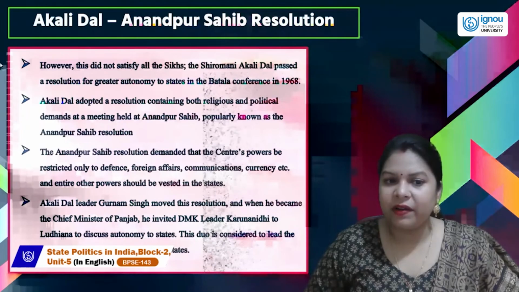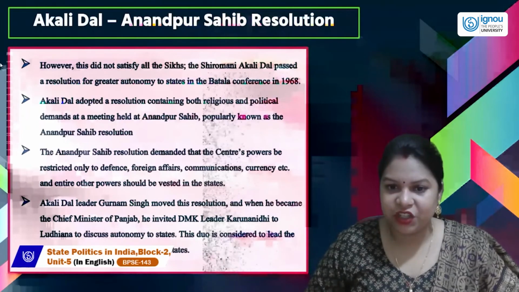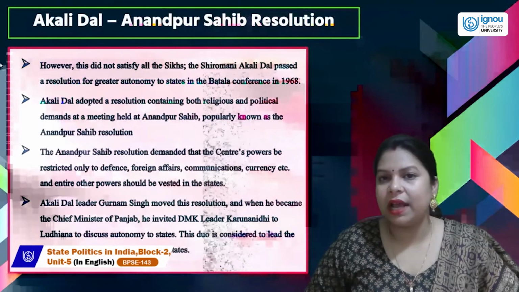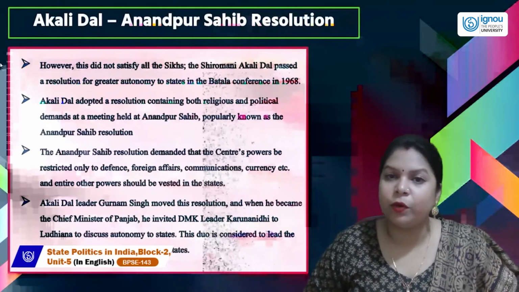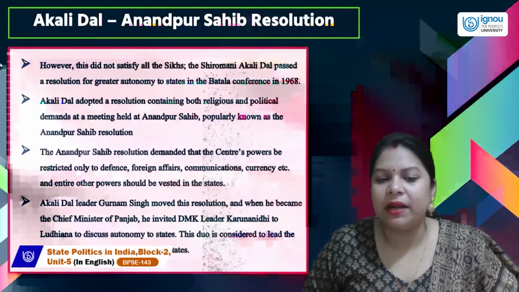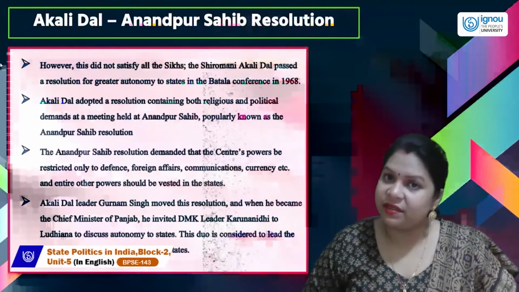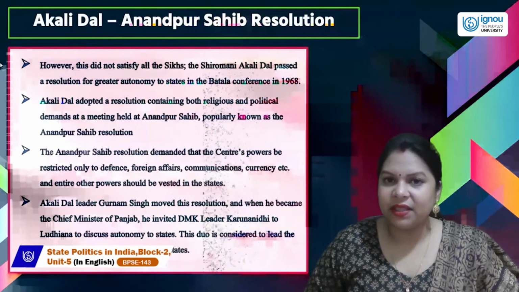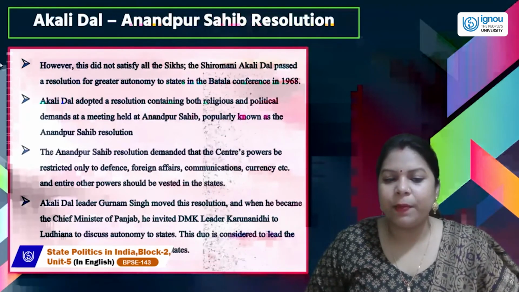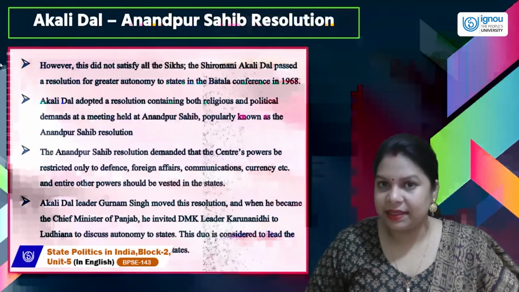Akali Dal adopted a resolution containing both religious and political demands at a meeting held at Anandpur Sahib, popularly known as the Anandpur Sahib Resolution. The Anandpur Sahib Resolution demanded that the centre's power be restricted only to defense, foreign affairs, communications, currency, etc., and that all other powers should be vested in the states.